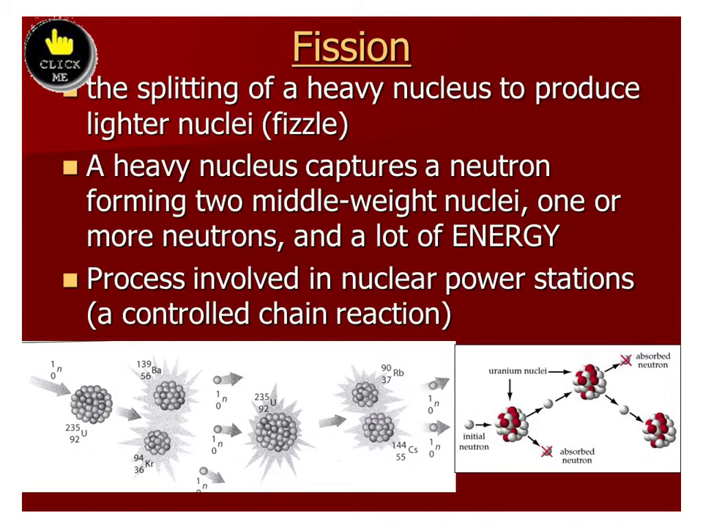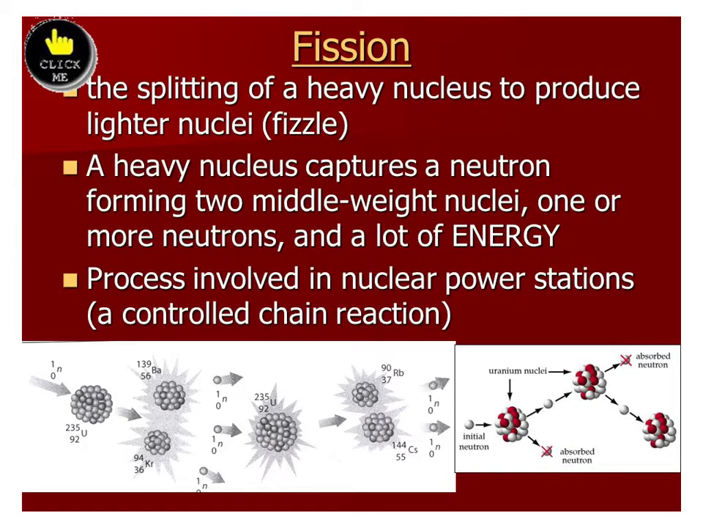Okay, the last two concepts for this chapter are basically talking about this term. You've heard them before, probably fission and fusion, nuclear fission and nuclear fusion, right? And they're basically opposite each other from a standpoint of what's going on. In fission, we are splitting a heavy nucleus to produce lighter nuclei, well, the fissile, right? A heavy nucleus captures a neutron, forms two middleweight nuclei, one or more neutrons, and then a lot of energy.